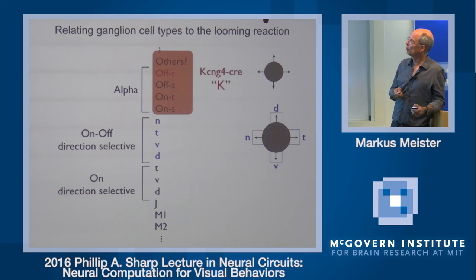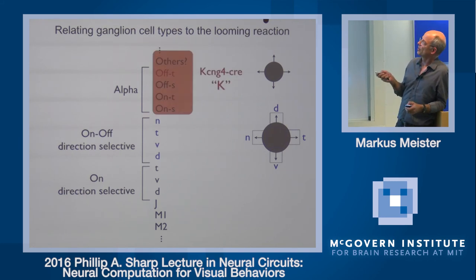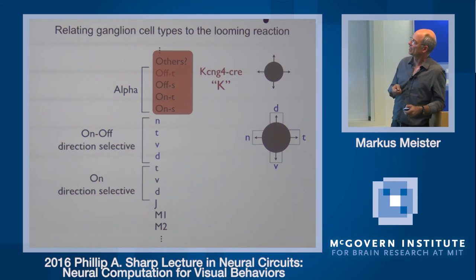Here we use two different kinds of modifications. One makes use of this KCNG-Cre line in order to ablate classes of retinal ganglion cells. We know that this ablation involves the four alpha types I just talked about, but we believe that there are other neurons in the retina that are affected as well. So this is not a completely clean and specific ablation yet.